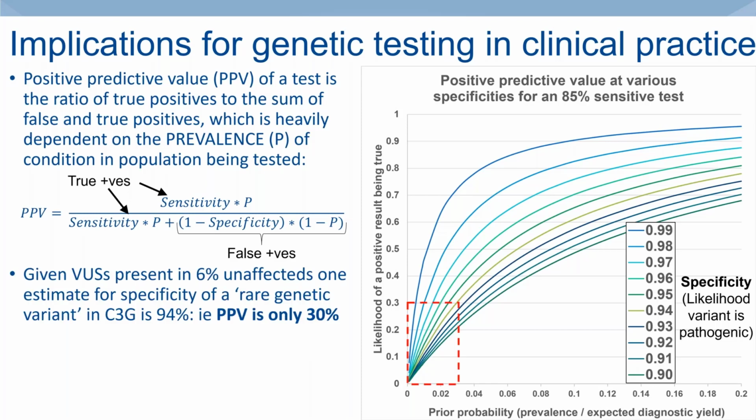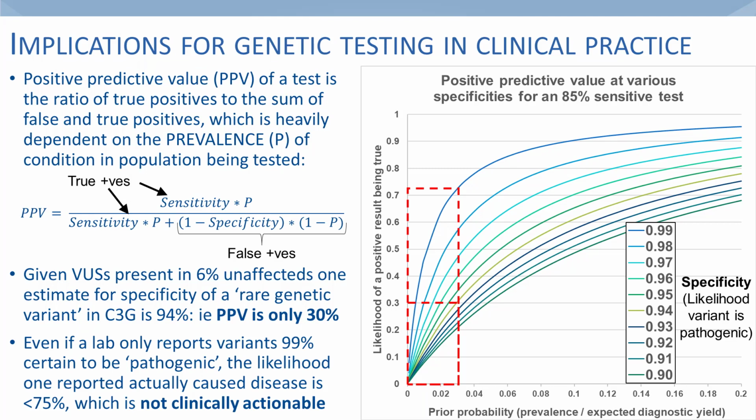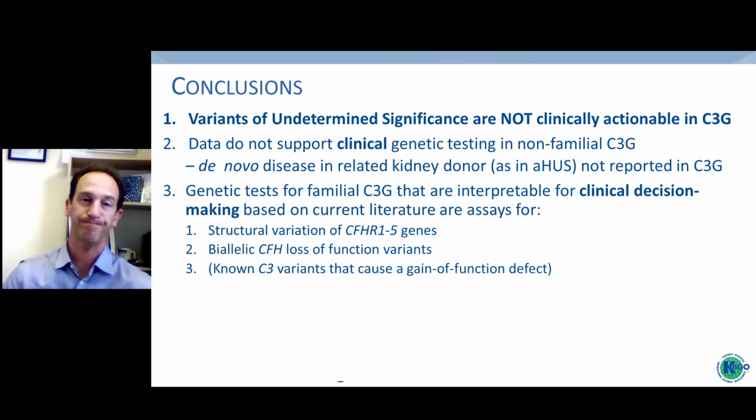So given that variants of undetermined significance are present in 6% of the general UK population, one estimate for a specificity of a rare genetic variant in C3 glomerulopathy is 94%, giving a positive predictive value of such a finding of only 30%, which is clearly not actionable in a clinical setting. And even if only variants with a certainty of 99% felt to be pathogenic, the likelihood that one reported actually caused disease in a patient is less than 75%, which is not clinically actionable for the sort of interventions that one normally undertakes with Mendelian genetic results.